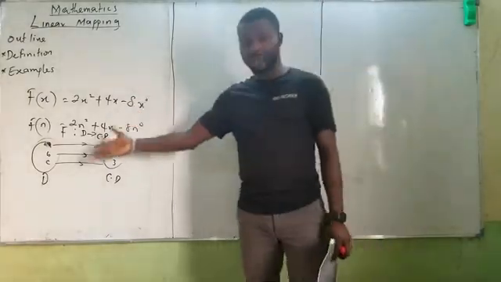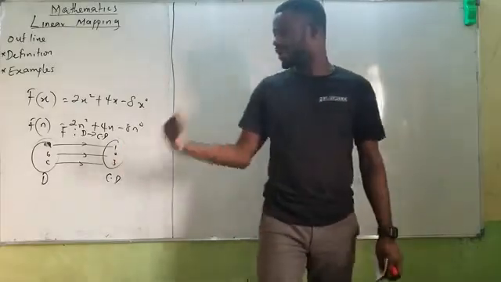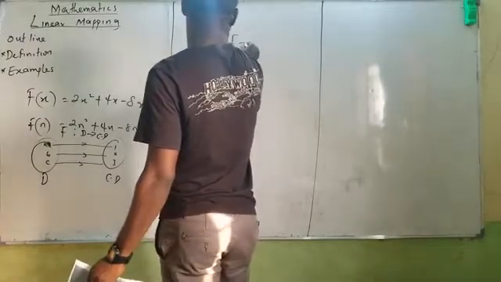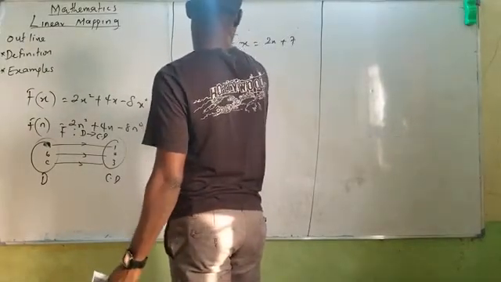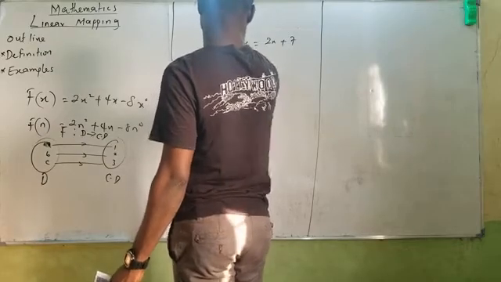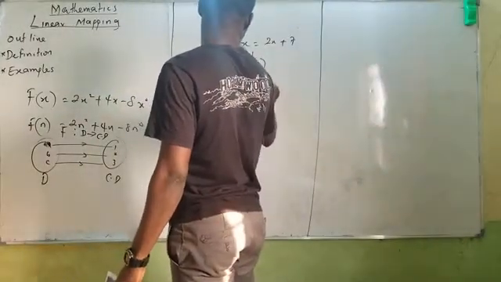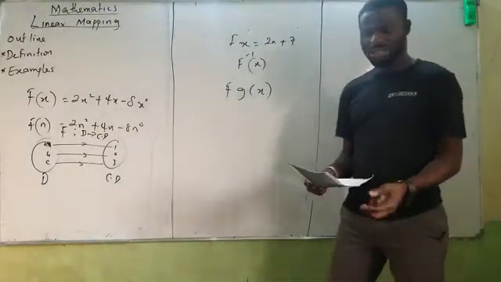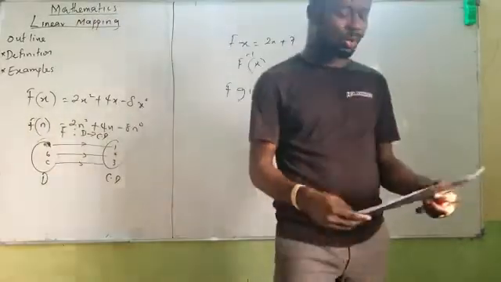Also in mapping video 2, we work on the inverse part and the composite part of mapping. Inverse mapping is when f of x is given to you as 2x plus 7, what will f inverse of x be? That is what I mean by inverse of mapping. And also the composite, when I have fg of x, but this is a bit advanced, which by the end of the video you will understand.